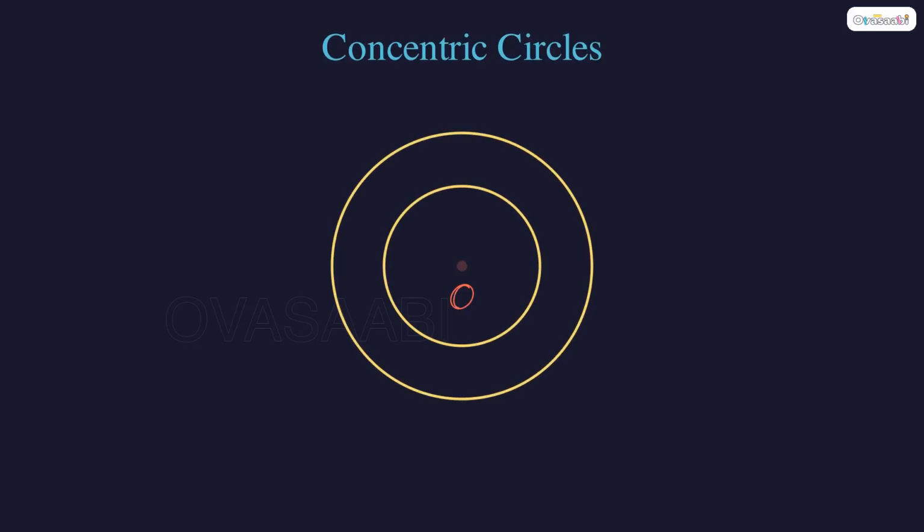Concentric circles are circles with the same center. The shaded region between them is called a ring or annulus.